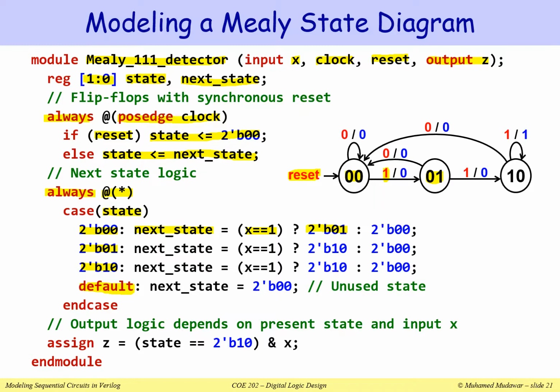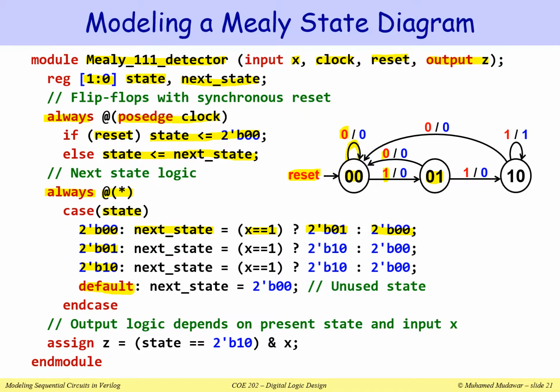However, if you are in state 0,0 and the input x is equal to 0, this will take you back to state 0,0. So this is the description of the next state when the present state is 0,0. The next state will depend on the input x.